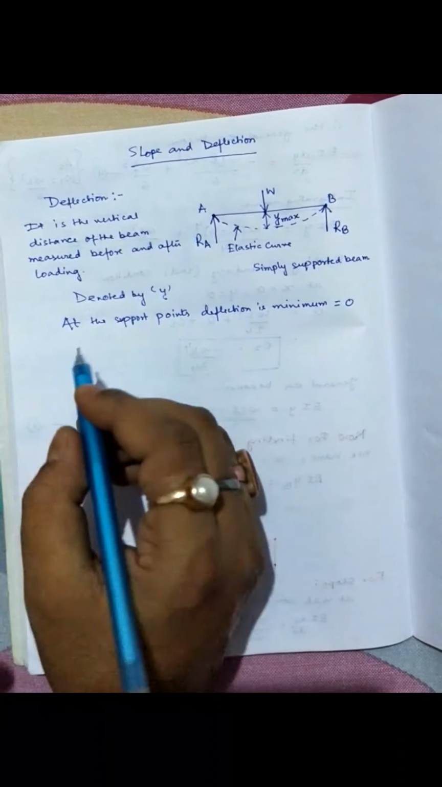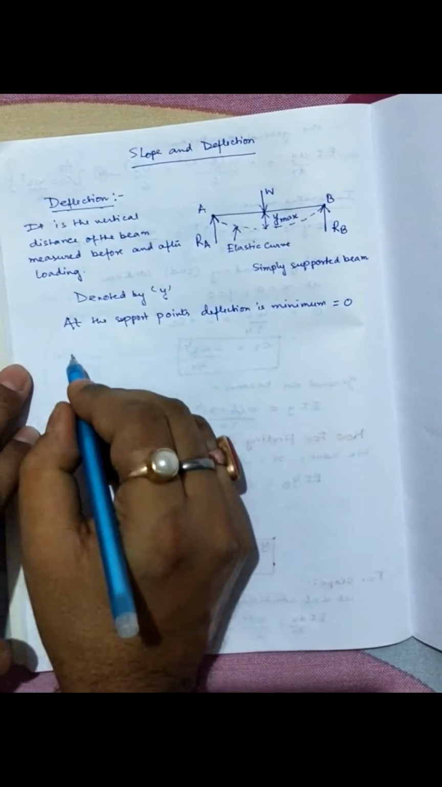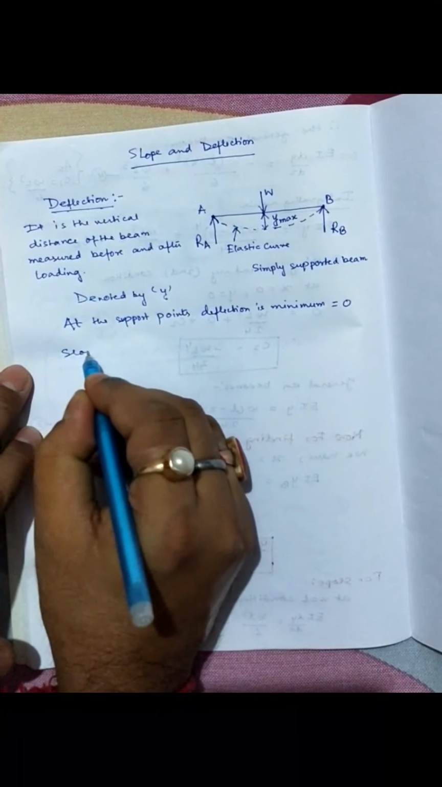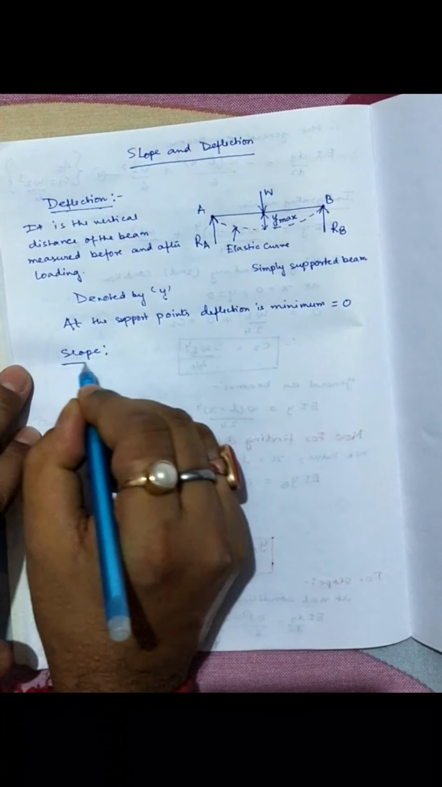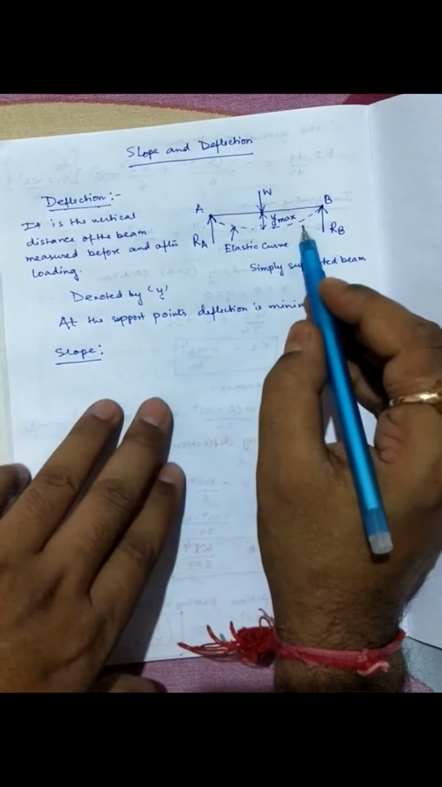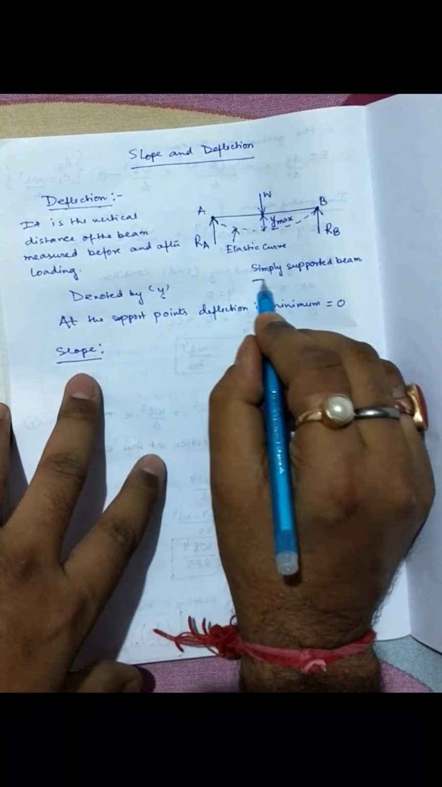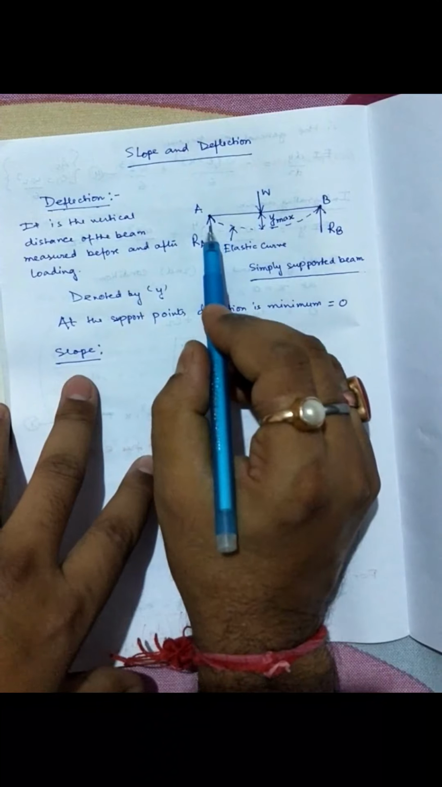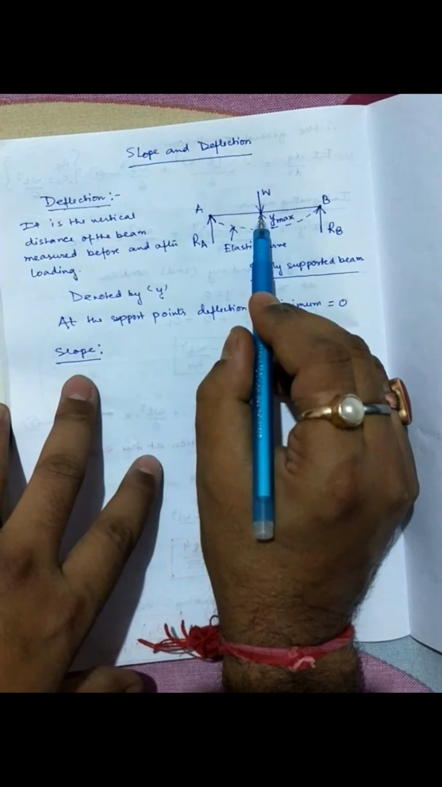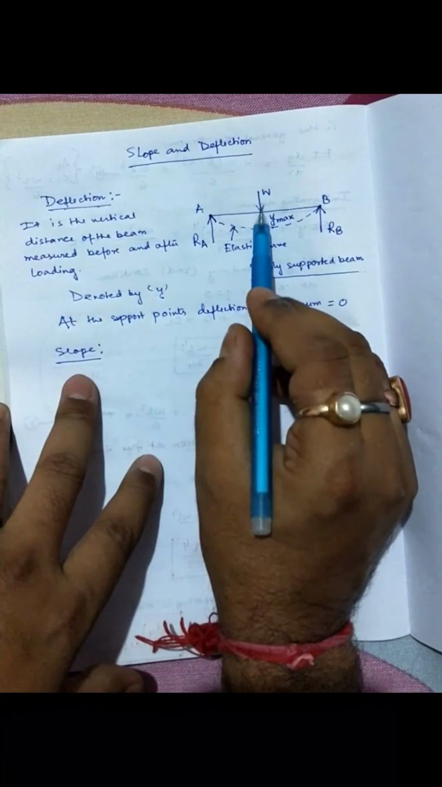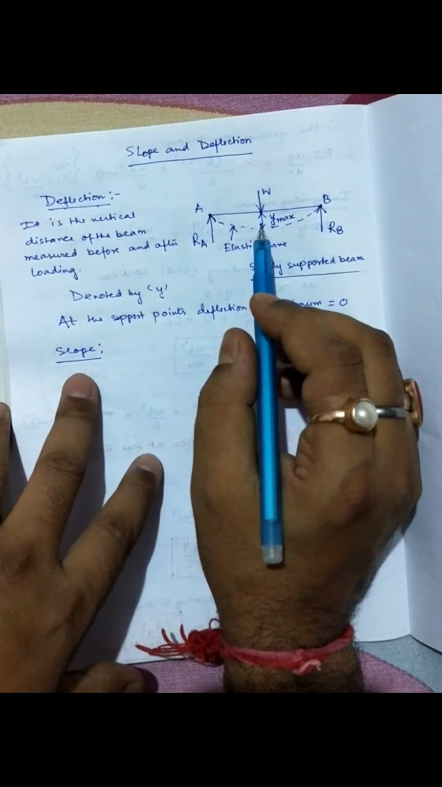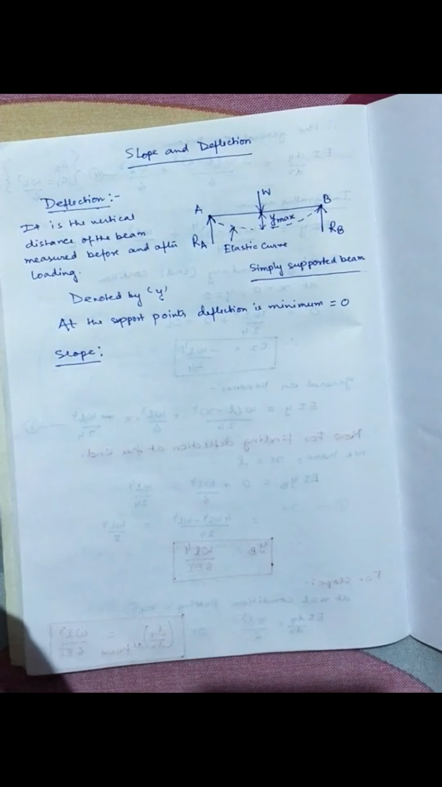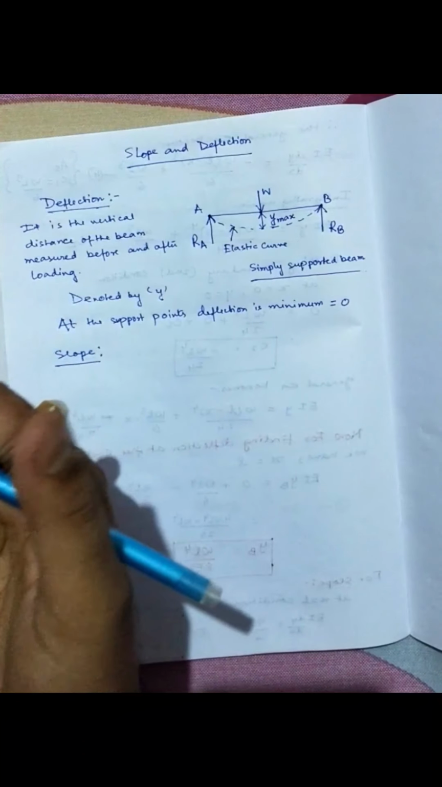Now, what is slope? So this is about deflection. Let us discuss slope, considering the same diagram. We have a simply supported beam with two support points, and at the mid section of the beam there is a load W. What is slope? It is the angle in radians measured between the tangent to the elastic curve and the original axis of the beam.